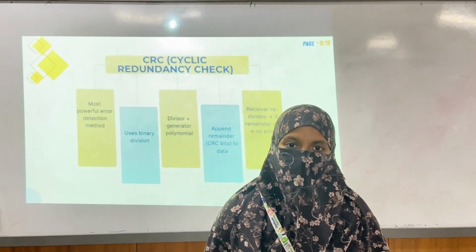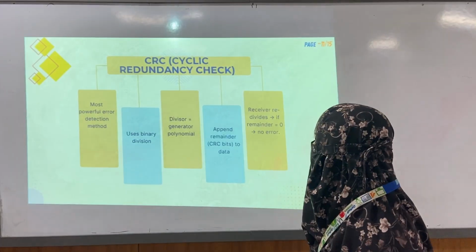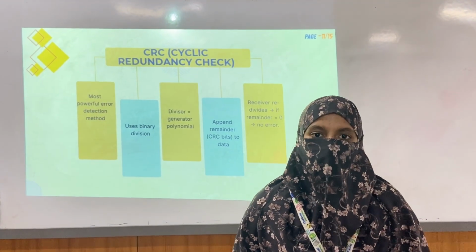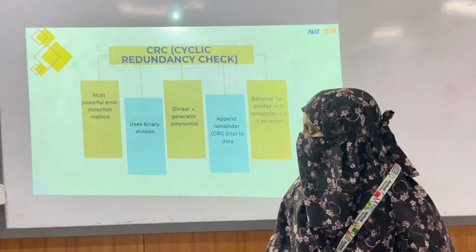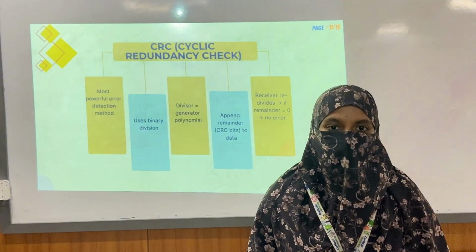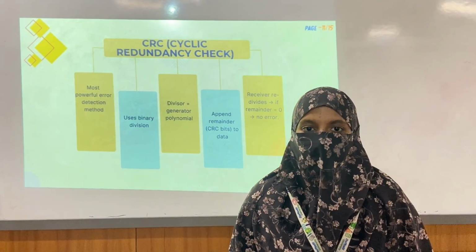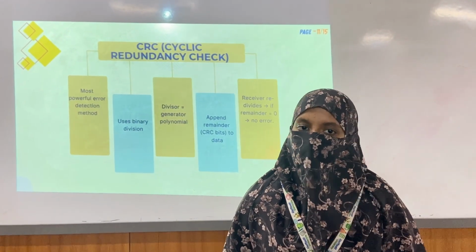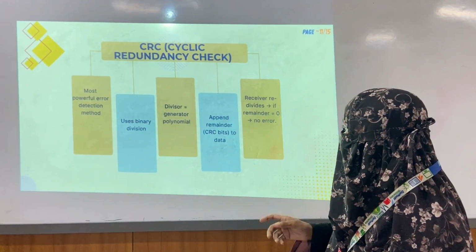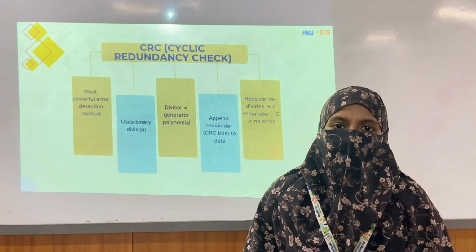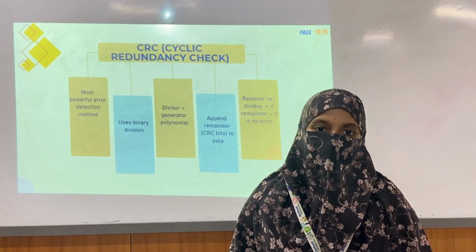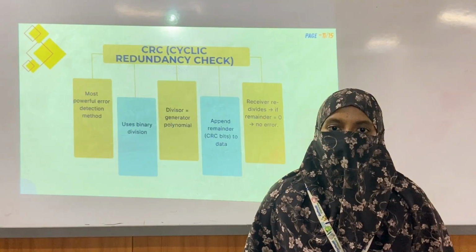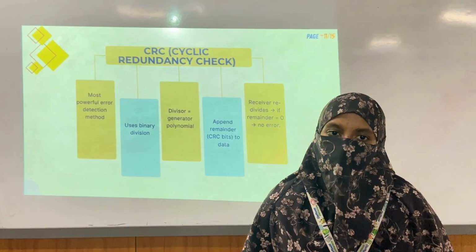Now I will explain CRC, which stands for Cyclic Redundancy Check. CRC is a very strong and popular method used to check if data has any errors. The idea is very simple. First, CRC uses binary division, which means we divide the data using a special number called a generator polynomial. The sender divides the data by this polynomial and gets a remainder. This remainder is called the CRC bits, and it is added to the end of the data before sending.